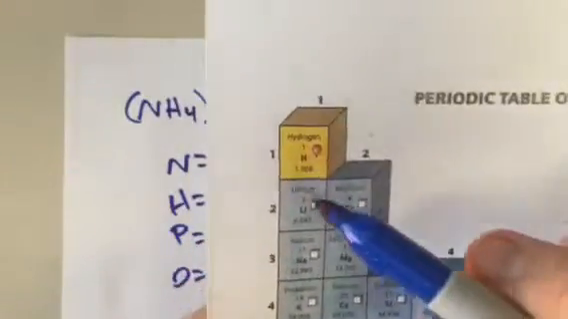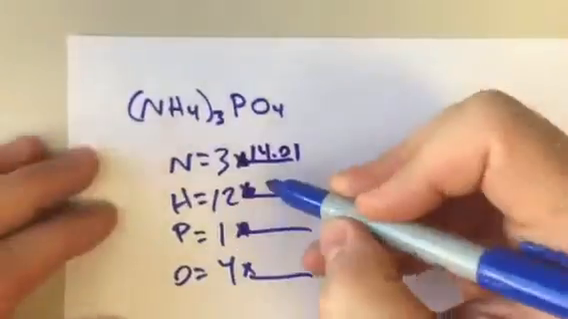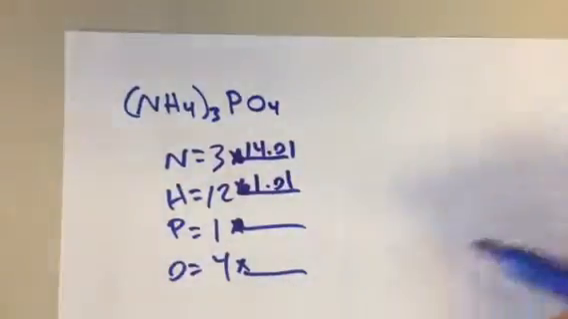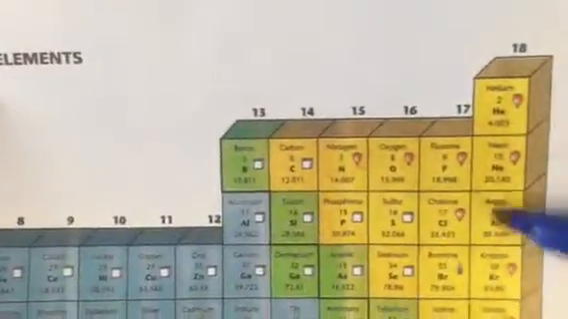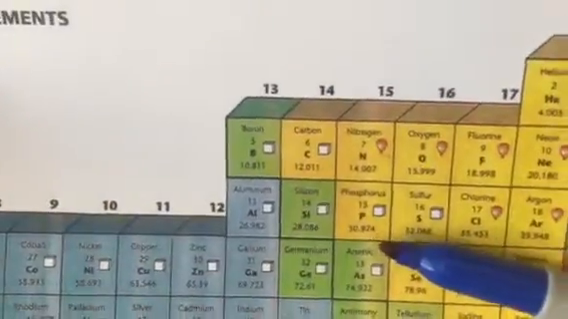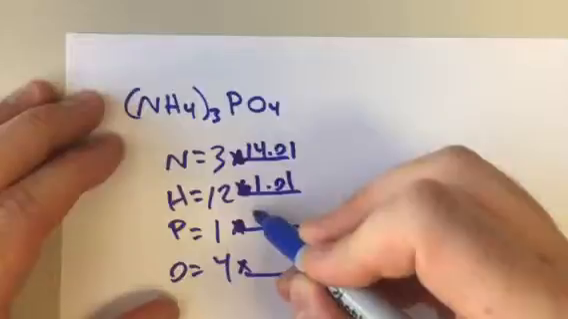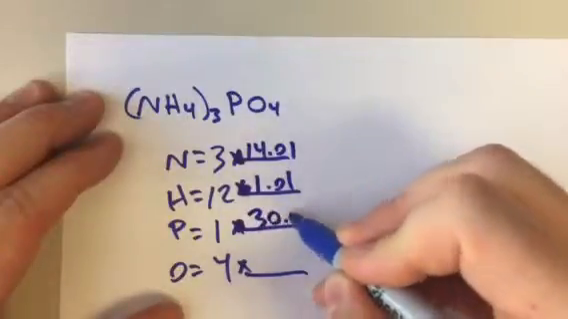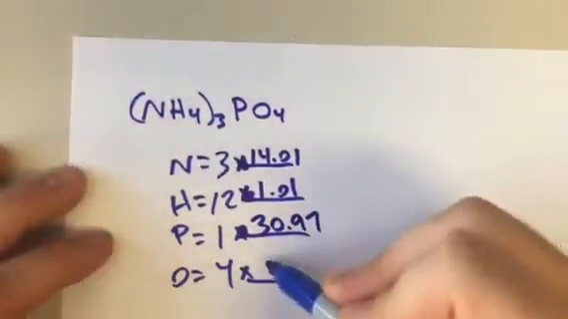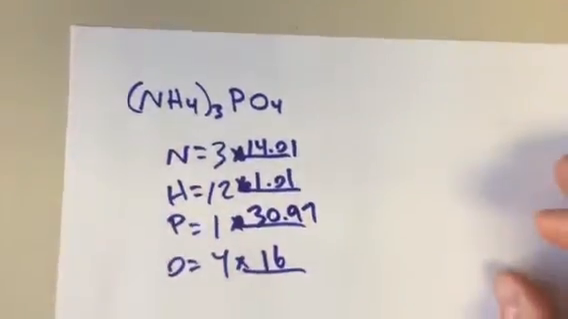Let's round hydrogen. Again, we did this before. 1.008 rounds to 1.01. P, phosphorus, is going to be right here. That is going to round to 30.97. And oxygen is always rounding to 16, like I showed you before.